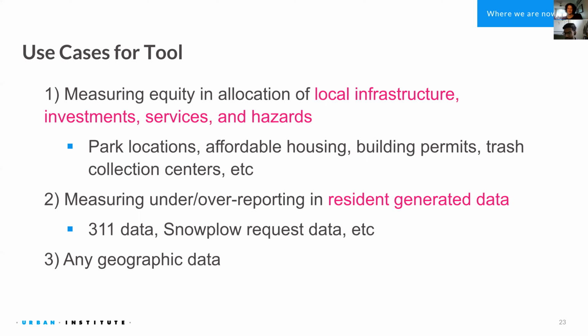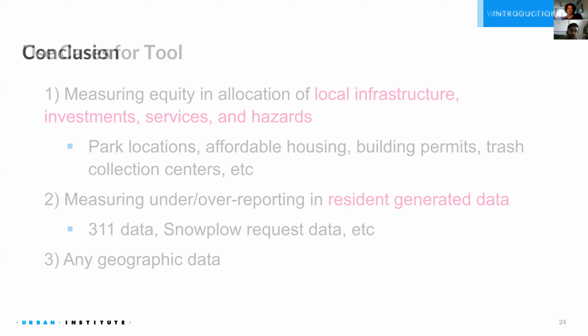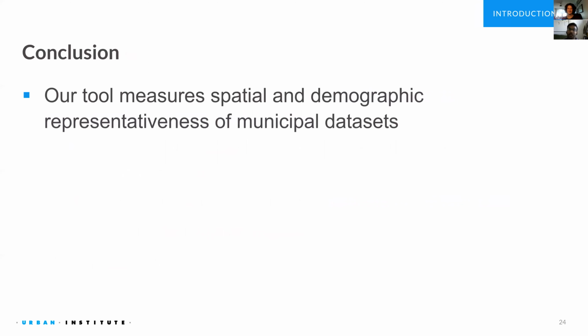But three, broadly, any kind of geographic point data with latitude and longitude is really the minimum threshold that you need to start using our tool. So if you have any kind of point data that has latitudes and longitudes, and you have questions about how representative your data set is of the city at large, you can plug it right into our tool and you'll get an answer.